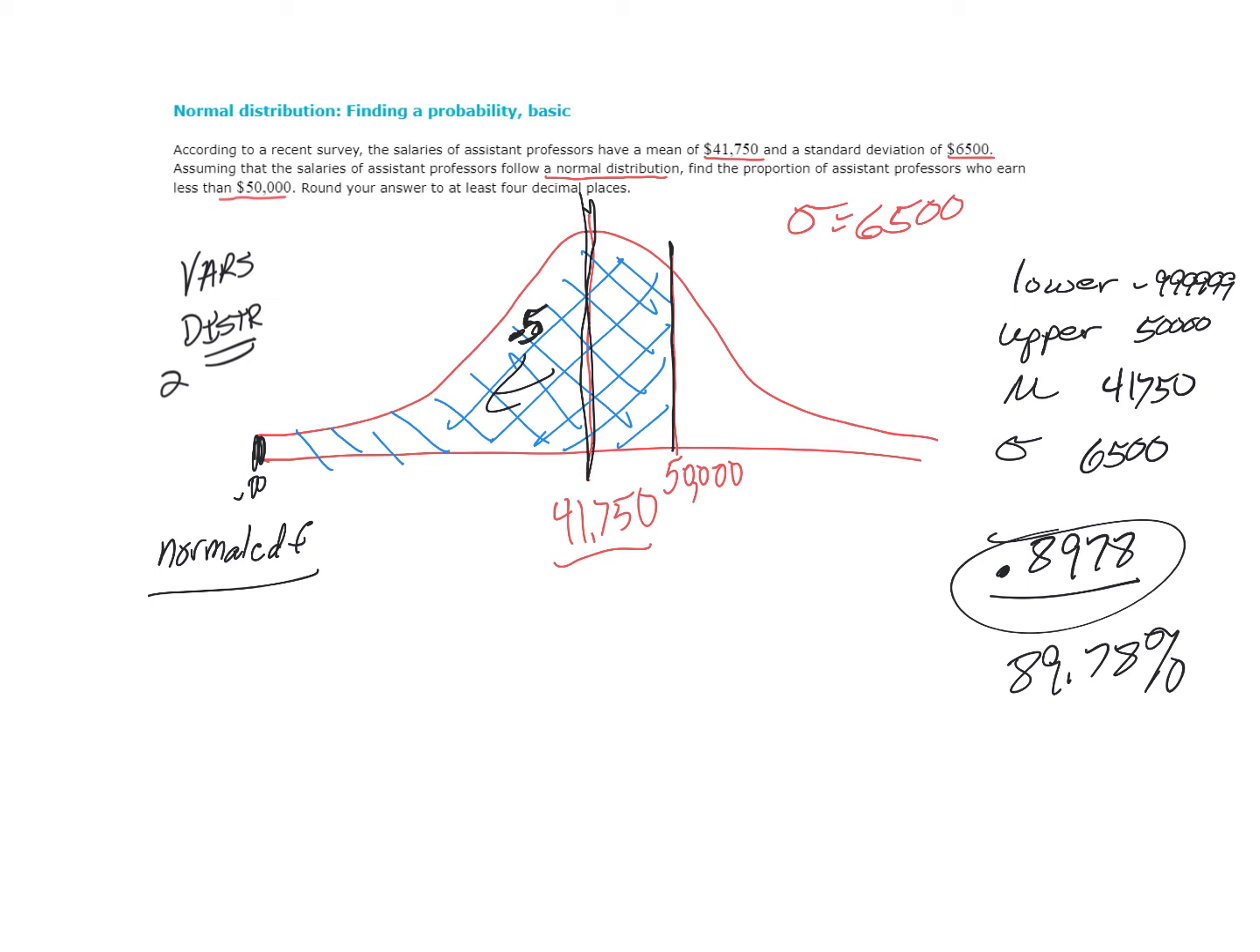Just real quickly, if you have a model that's not as updated, what you're going to have to do to type this in is do normal CDF. That comes up on your screen with a parentheses, and you'd have to type in the data like this, with commas between them.